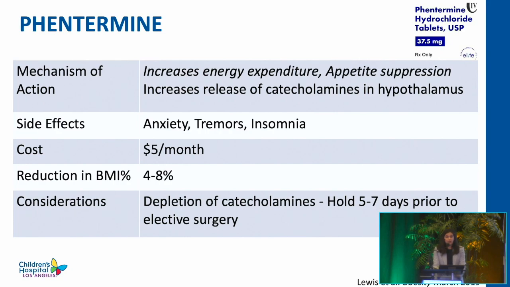Nevertheless, phentermine has persisted and it is FDA approved for the treatment of obesity in those 16 years of age and older. It works by increasing energy expenditure and causing appetite suppression, by increasing the release of catecholamines in the hypothalamus, specifically norepinephrine, serotonin, and dopamine. Not surprisingly, the side effects are anxiety, tremors, and insomnia, and for this reason, the medication is dosed in the morning. It is quite inexpensive, even when not covered by insurance, because there is a generic available.